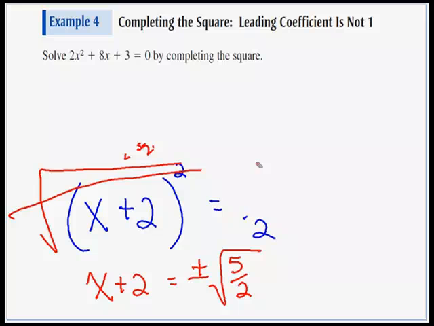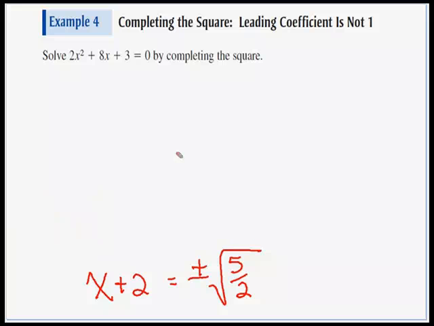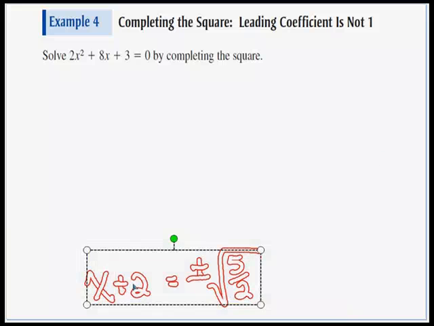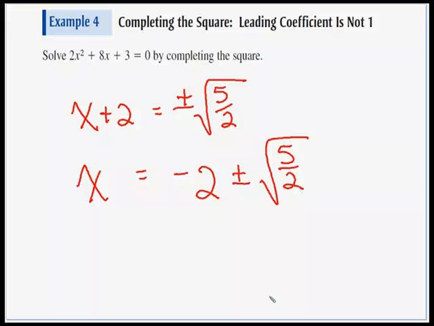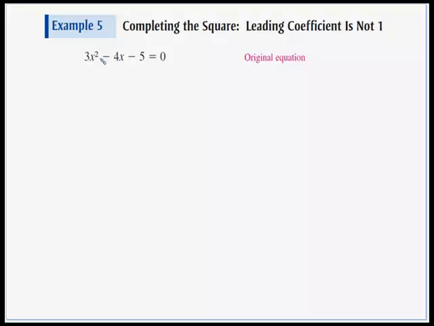And we are solving for x, so we're going to get that plus 2 away from there. We're just going to subtract that from both sides. So x equals, this was a plus 2, we're going to subtract from both sides. Now it's a minus 2, and then plus or minus the square root of 5 halves. And I guess we can leave it just like that. Maybe rationalize that denominator, but that's good enough, and I believe that's exactly how the book leaves that example.